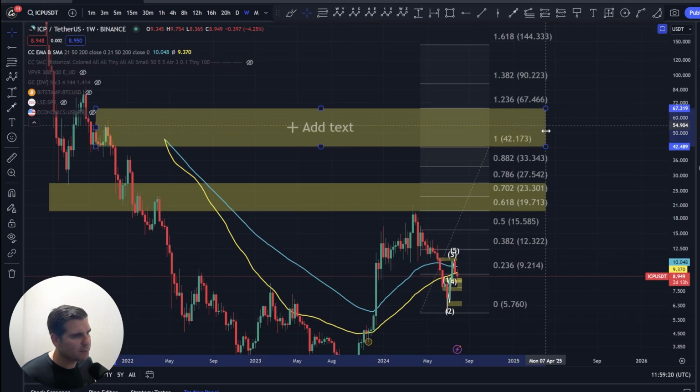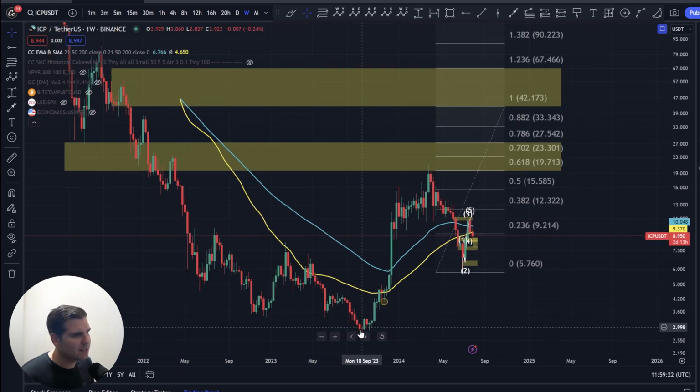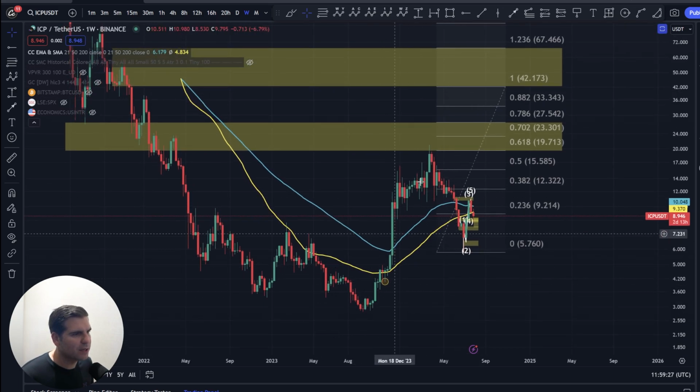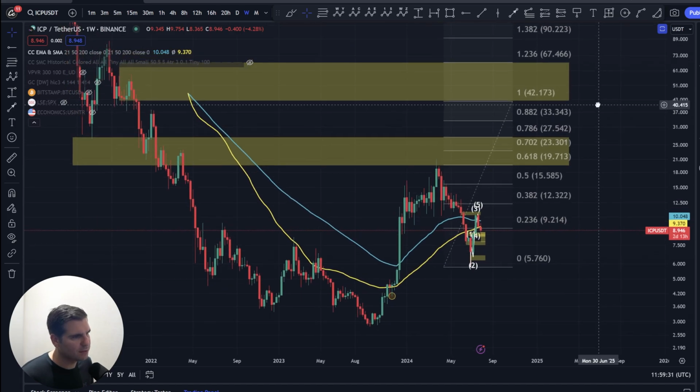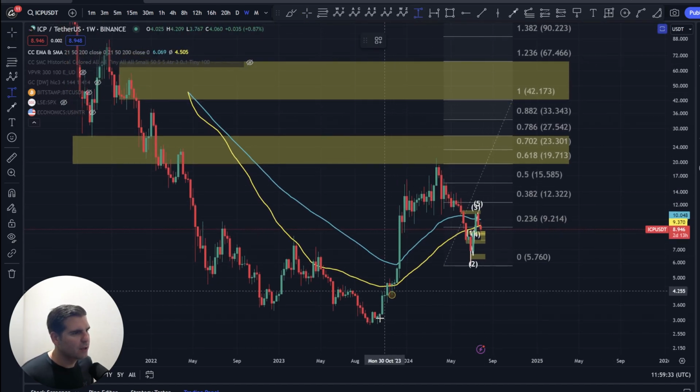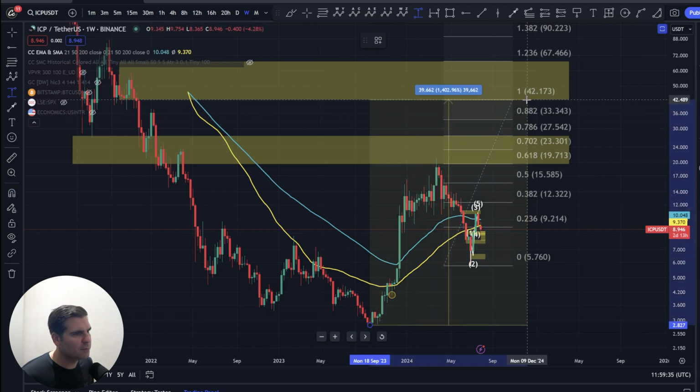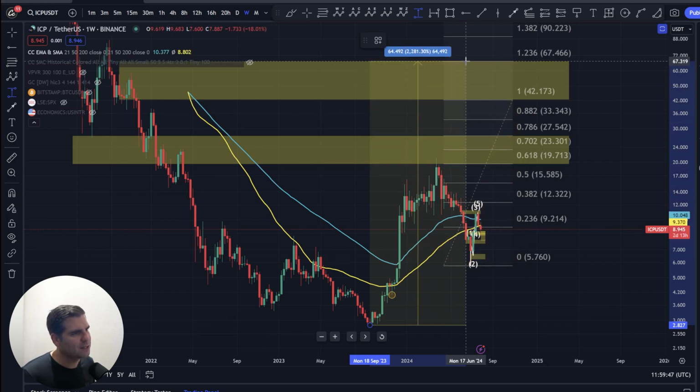So for ICP on a macro time frame, we are looking for some pretty decent gains, specifically if you were able to accumulate back in September of 2023. I'll be looking for this run to the upside more towards the $42 to $67 for ICP. From our lows of September up towards here is going to be around 1,400 up to about 2,200%. It's going to be some pretty significant gains.